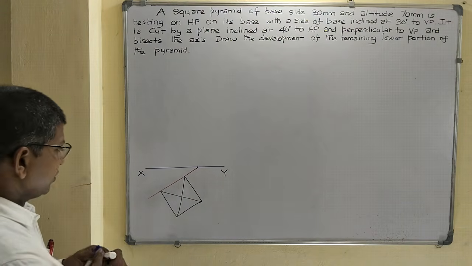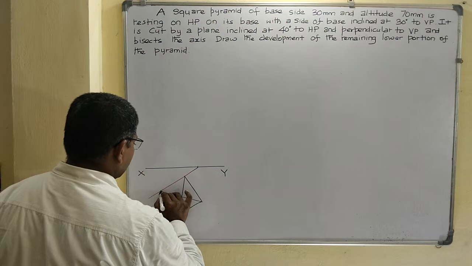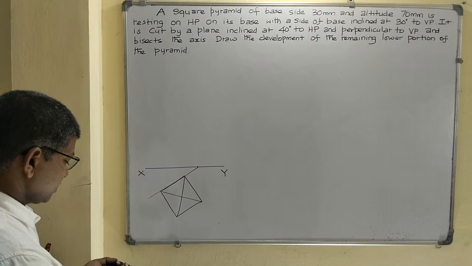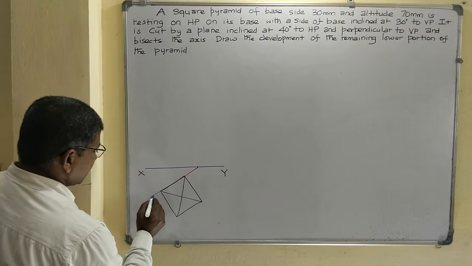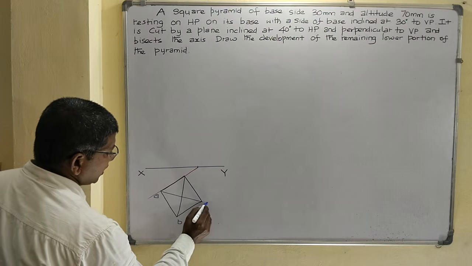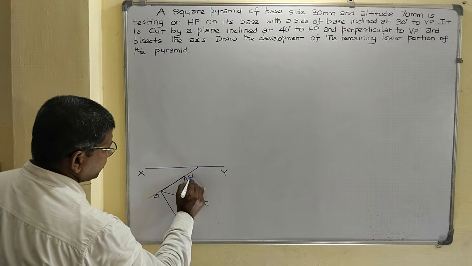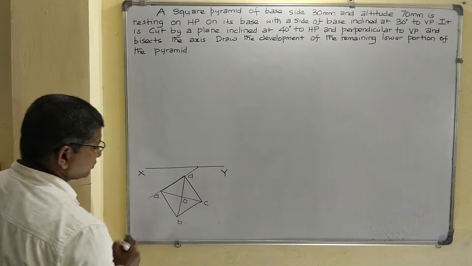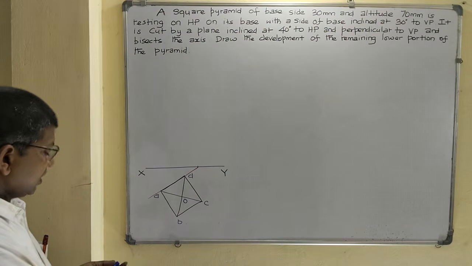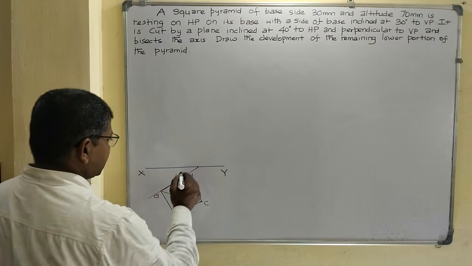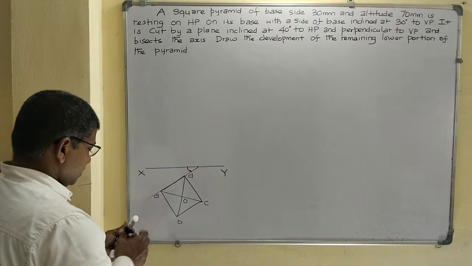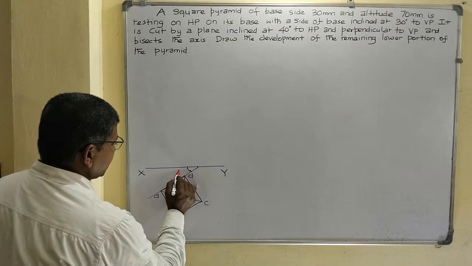Now give the names to all corners and vertex. A, B, any one name, C and D. The vertex O. Right. Now project the one of the base side inclined. Check the condition: one of the base side inclined 30 degree to VP.